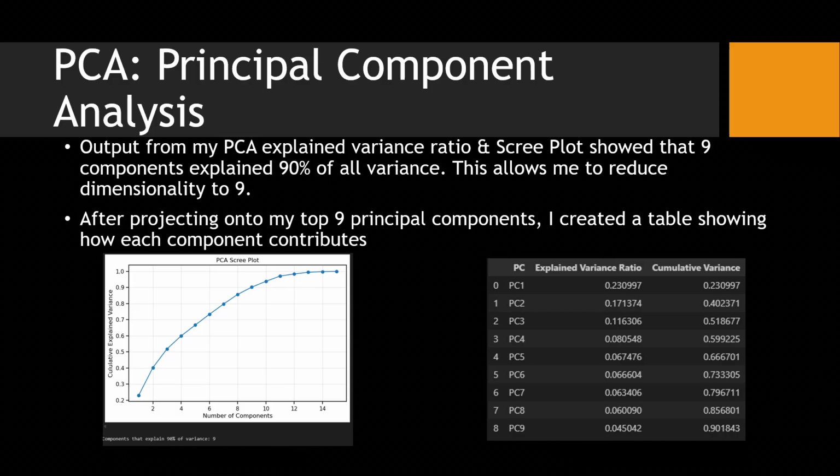So here I began my principal component analysis. The output from my PCA explained variance ratio, and the scree plot showed that 9 components explained 90% of all variance. This allows me to reduce dimensionality to 9, down from, I believe, 15. And after projecting onto my top 9 PCs, I created a table that shows how each component contributes, and it is here on the slide if you are interested.